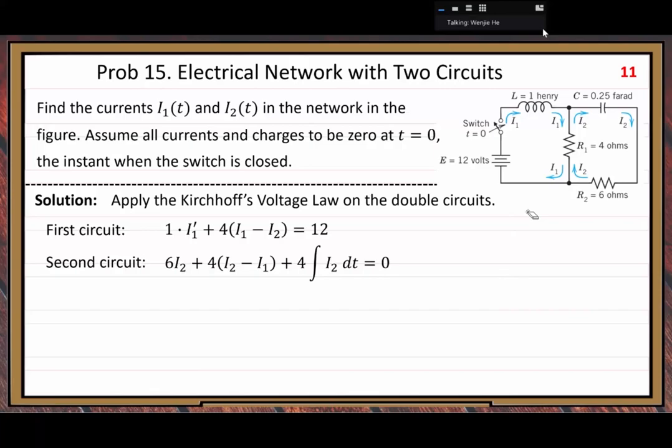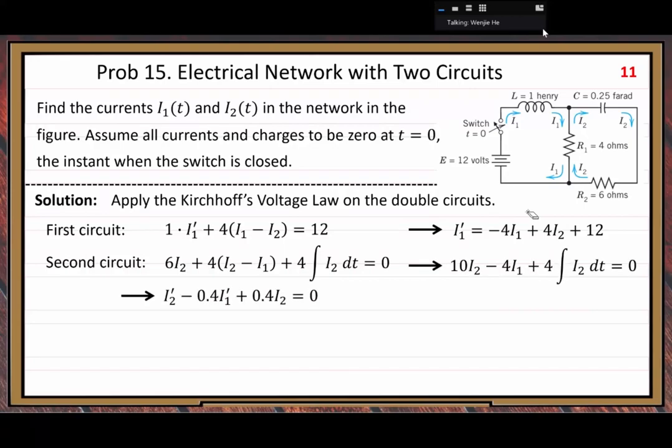In the second one, you can see we have an integral. So we need to take the derivative of the second equation. The first equation is a first order ODE. The second one is not a first order ODE, but after we take the derivative, we get a first order ODE. So we need to take a derivative.